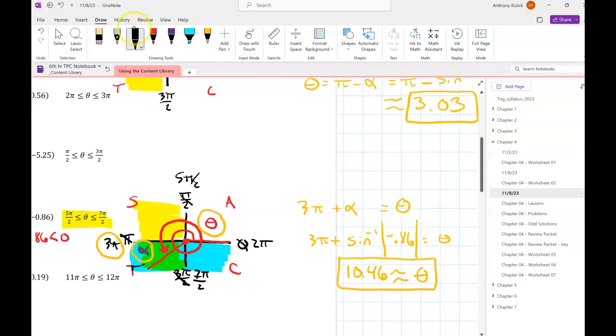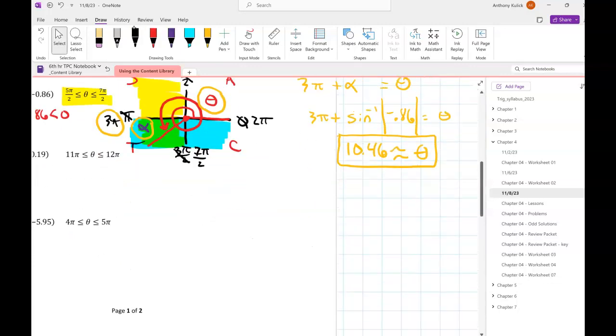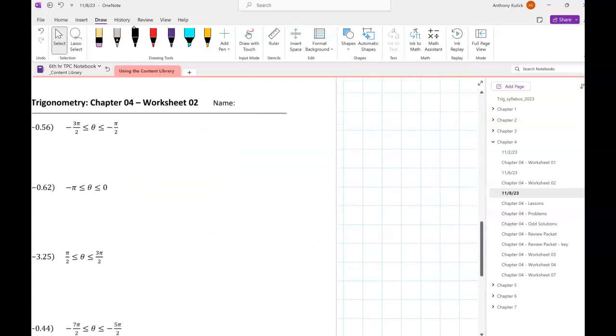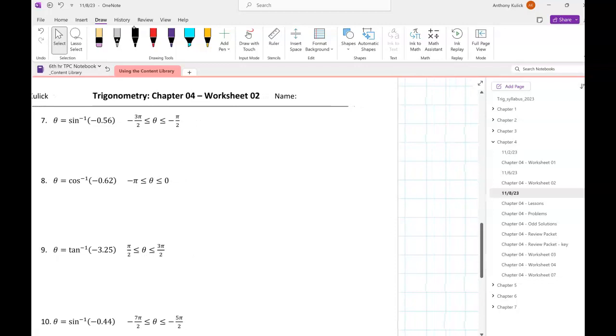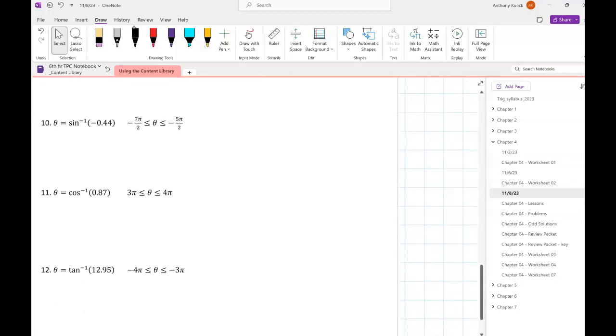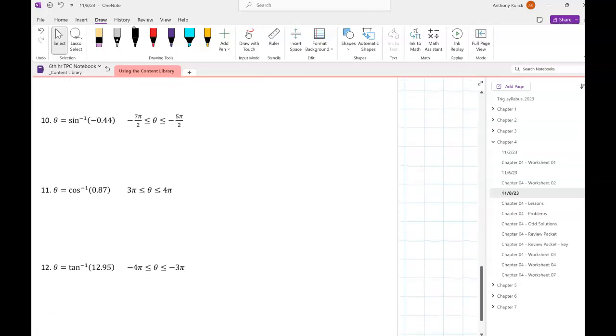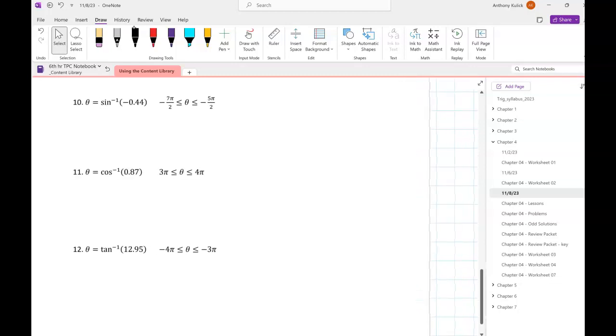All right, let's do one more where the interval is negative. Everybody's okay? One more where the interval is negative. So let's scroll down and find one of those. Let's do 7. Actually, I guess they're all sine ones. Oh, let's do 12. I'm going to do 12 because we haven't done a tan one yet. Everybody's okay?